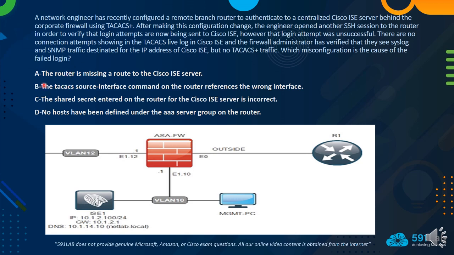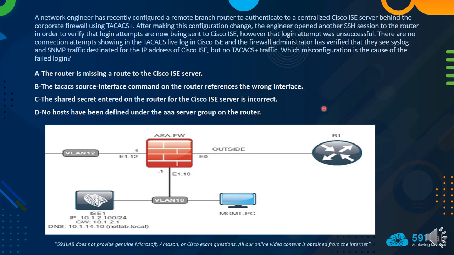Let's see the options. Option A, the router is missing a route between Cisco ISE and the router. That is not correct, because there is already SMB traffic and syslog traffic, as mentioned in the question. Option B, that the TACACS source interface command on the router references the wrong interface. That means that when the engineer configured the source interface, he didn't configure this interface.